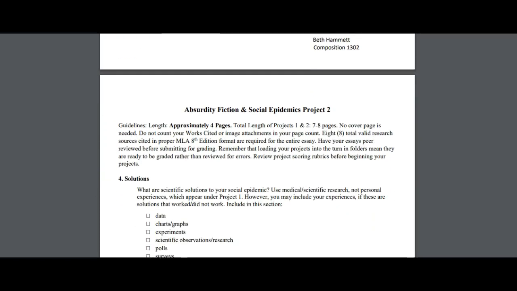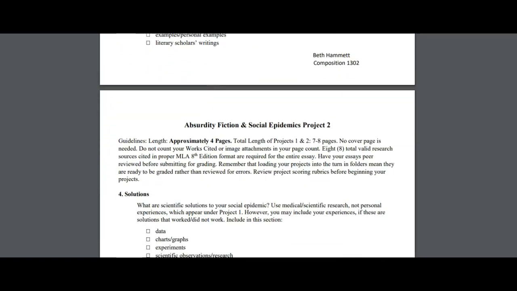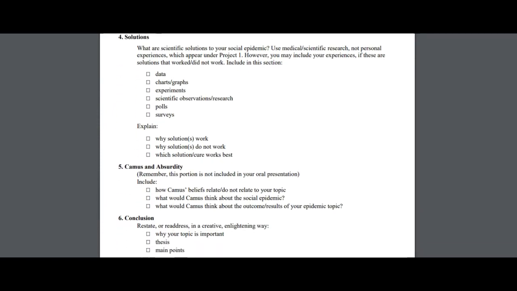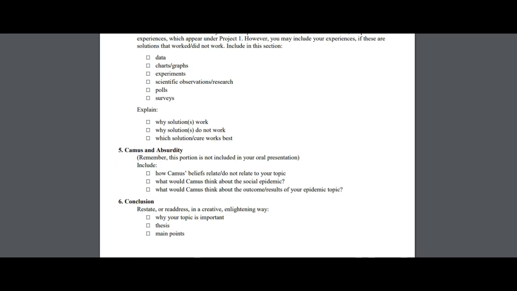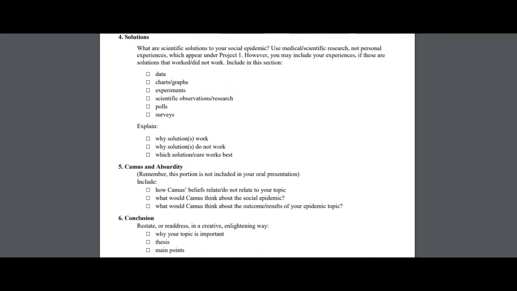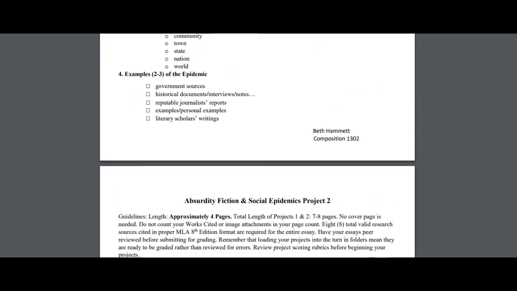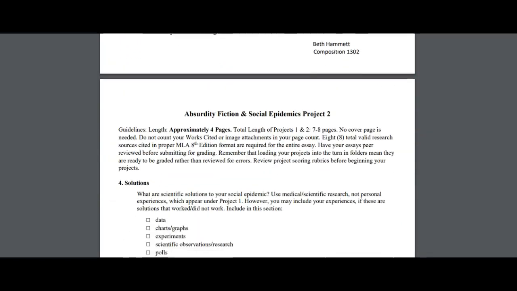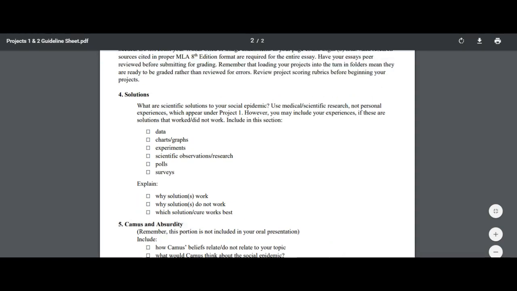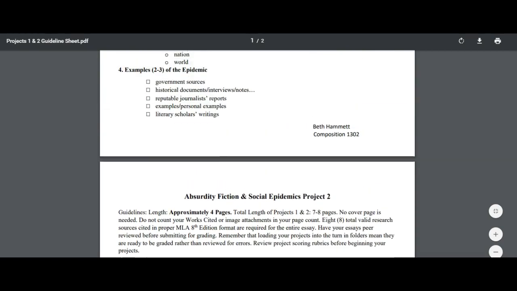Now, Project 2 will be talked about at a later date, but notice that we'll be working with solutions, Camus and absurdity, how Camus' beliefs relate to your topic, and then your conclusion. Your QEP project follows this identical format with the exception of Camus. We're going to take Camus out of it, so you can just cross off number 5 for your oral presentation. Everything else on the oral presentation follows right along with your essay there.